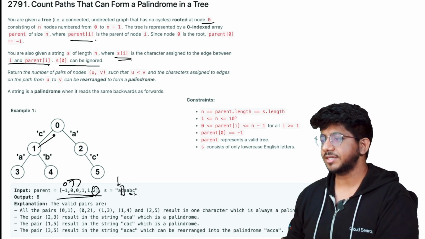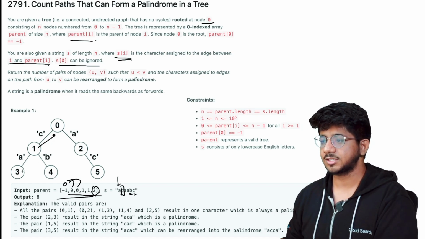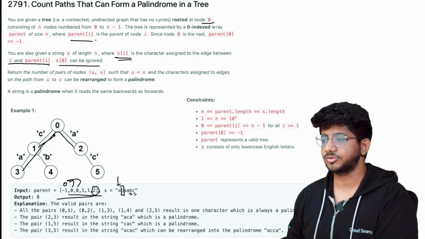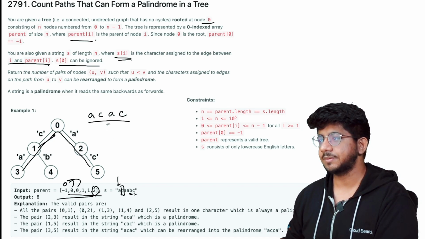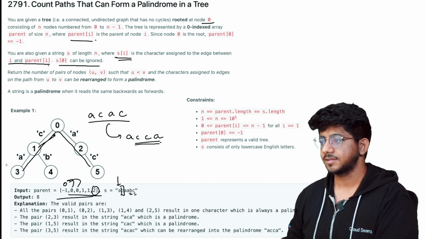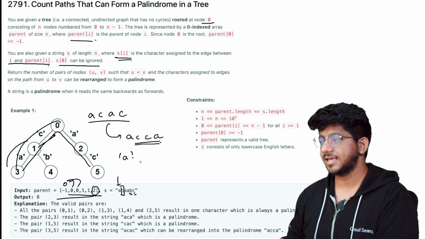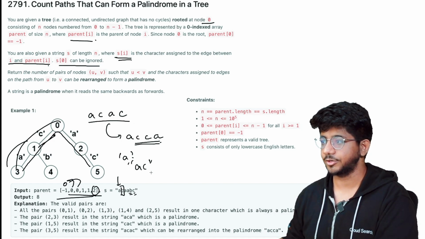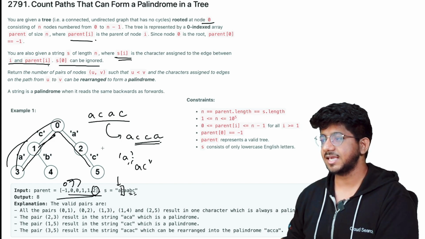Now, what we need to find is, given any particular path, whether we can rearrange its characters into a palindrome. Suppose you have the path from 3 to 5. The path will be AC, but it can be rearranged into ACCA, right? So it is fine. A single A can be rearranged. A, comma, C from 0 to 3 cannot be rearranged, because no matter how you rearrange A, C, it cannot be a palindrome. But ACA can be done.